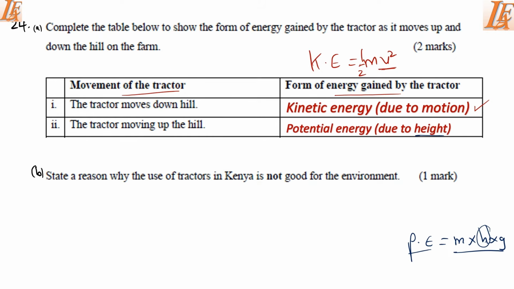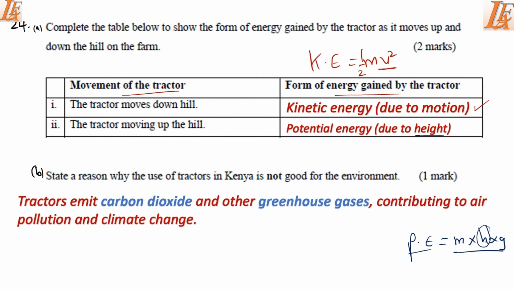Question B, state a reason why the use of tractors in Kenya is not good for the environment. When you use a tractor in Kenya, the fuel that it uses, when it burns, produces carbon dioxide. It can also produce other gases, which we call greenhouse gases. This contributes to air pollution and also climate change. So we don't recommend it so much because the fuel burns and produces greenhouse gases, which can cause air pollution and also climate change.